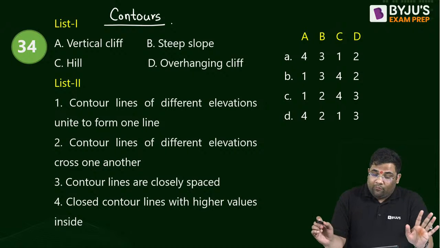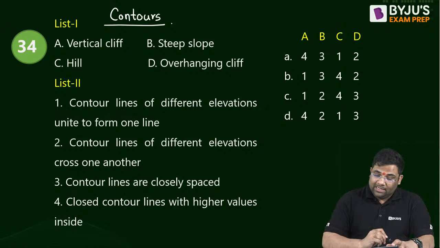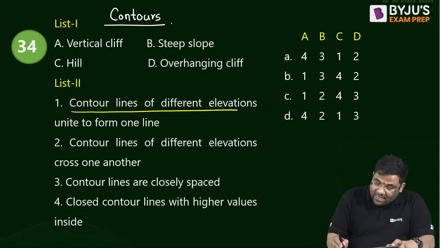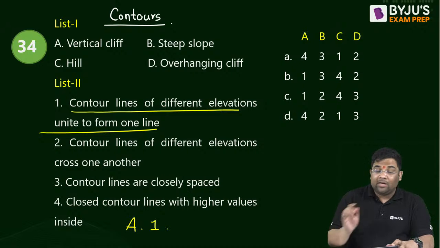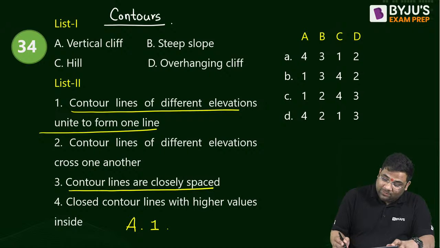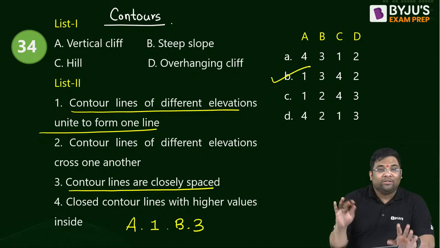So, vertical cliff. Vertical cliff means contour lines will unite to form one line. So, I can say A is 1. But there are 2 options now. So next we'll see the steep slope. In steep slopes, the contour lines are closely spaced. So I can say this is the right answer. No need to check the other two also.